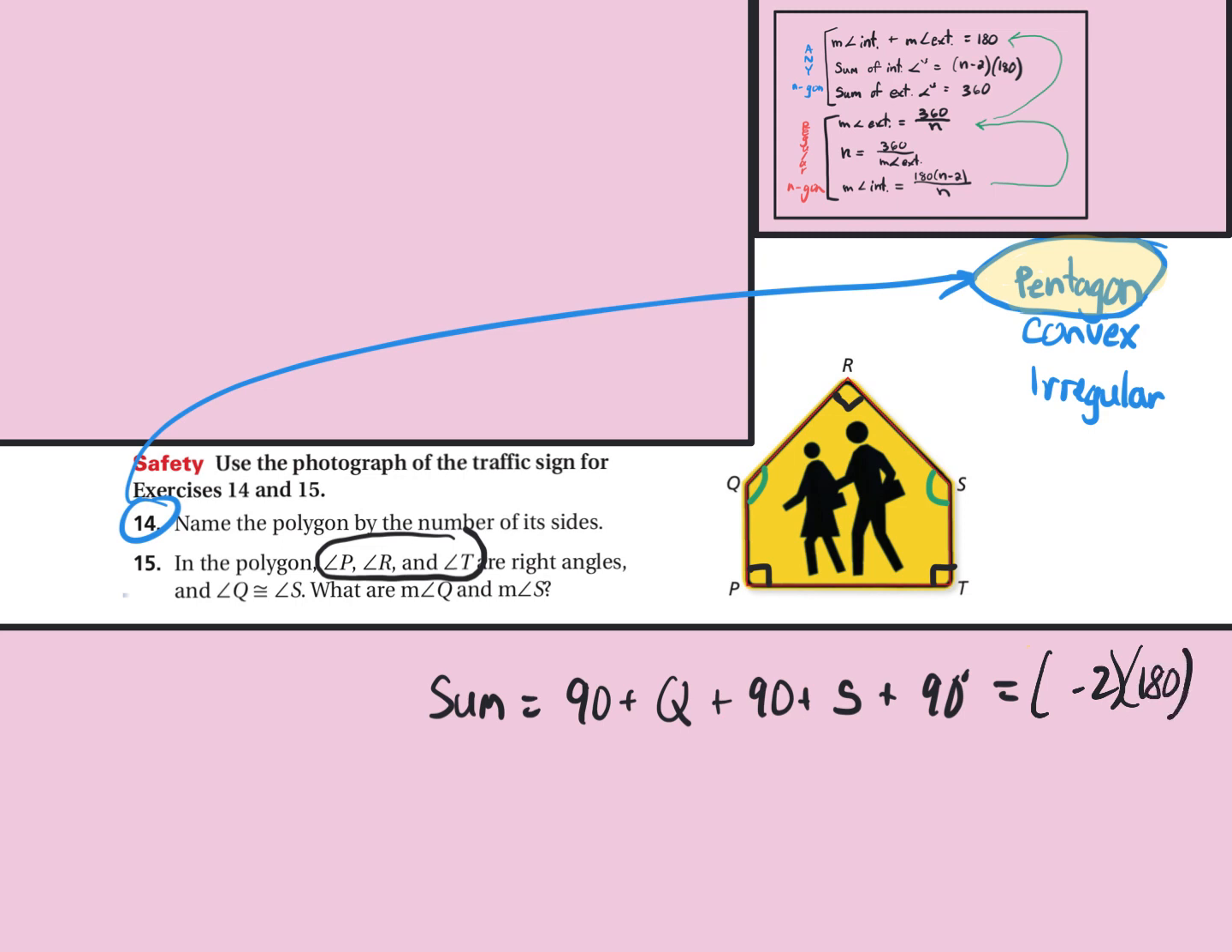So therefore, we're going to use the formulas for any polygon, and the one that deals with interior angles. The sum of all the interior angles is n minus 2 times 180. So we can say that the sum of all these interior angles, which is P degrees plus Q degrees plus R's measure, which is 90 degrees, plus S's measure, plus T's measure, which is 90 degrees, is equal to, remember the formula, n minus 2 times 180. So number of sides minus 2 times 180. How many sides are there? It's a pentagon, so there's 1, 2, 3, 4, 5 sides.